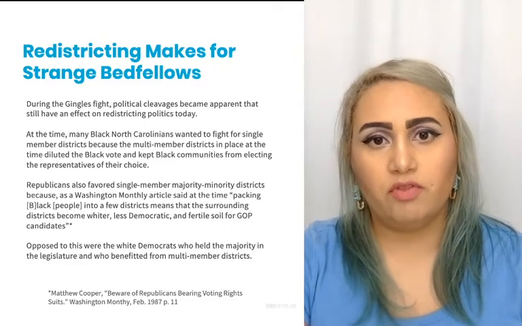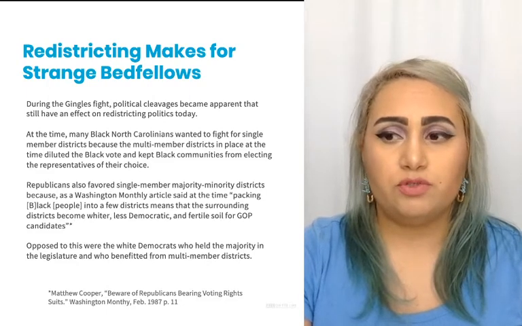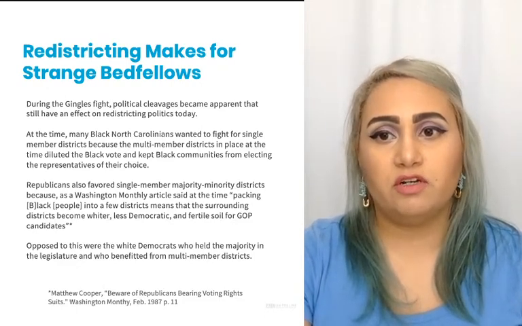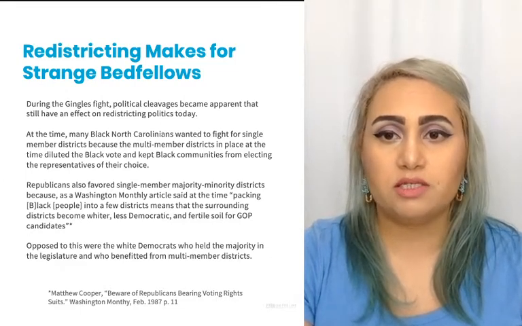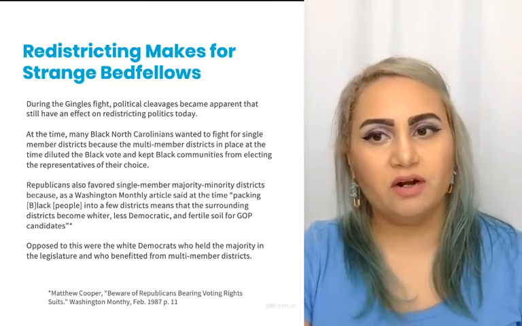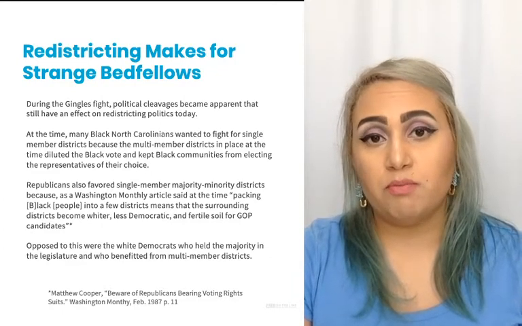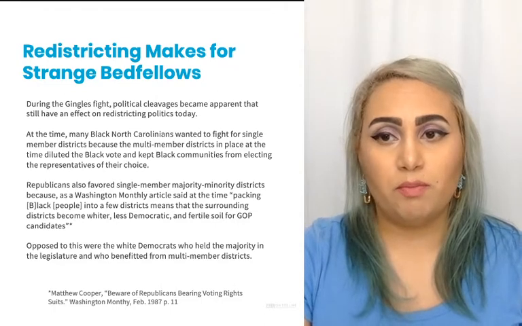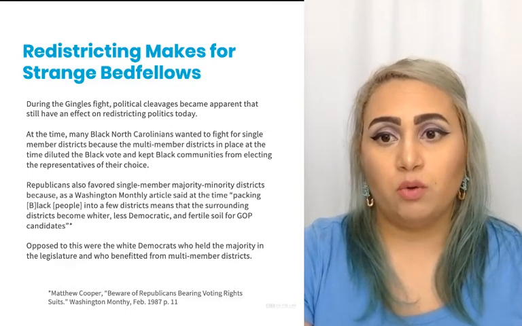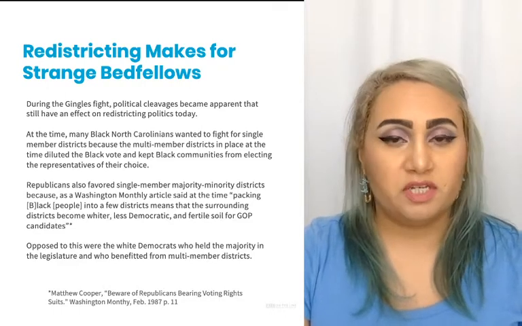They were, of course, a majority of the congressional delegation. And because there were multi-member districts, especially in the legislature, Black voters were not able to elect Black candidates because their votes were overwhelmed by white voters. At the time, Republicans also favored these single-member majority-minority districts because, as an article written at the time said, packing Black people into a few districts means that the surrounding districts become whiter, less Democratic, and fertile soil for GOP candidates. So there was this synergy where both many Black voters and Republicans saw single-member majority-minority districts as advantageous to them. The people who opposed this in the legislature were white Democrats who held the majority and who had benefited from multi-member districts in terms of having large representation for white Democrats.